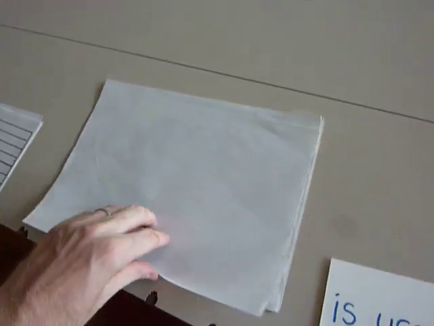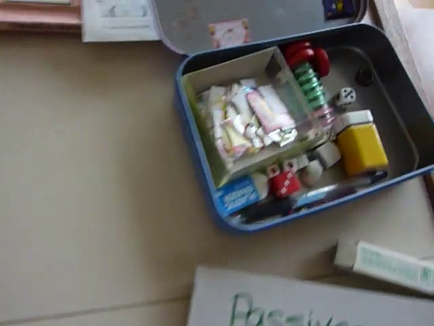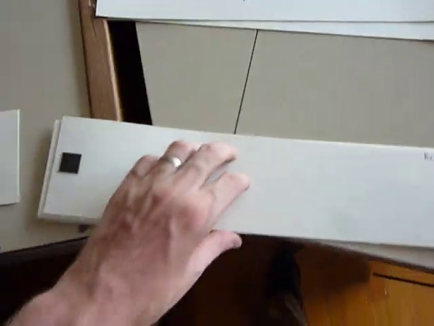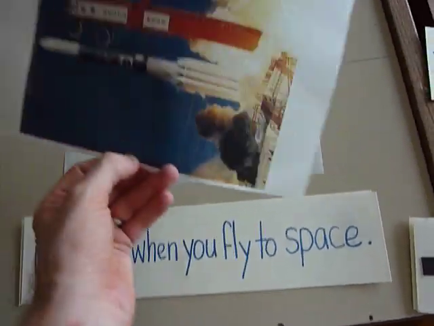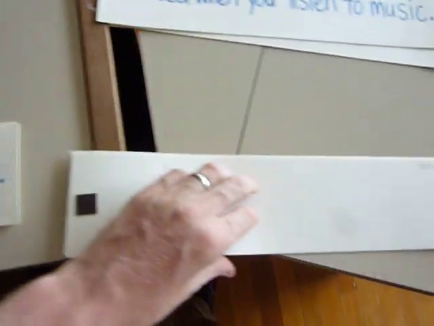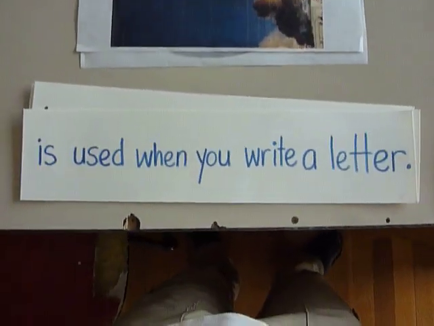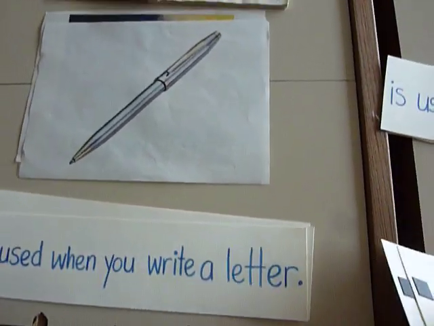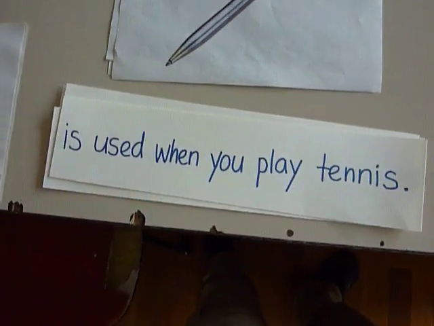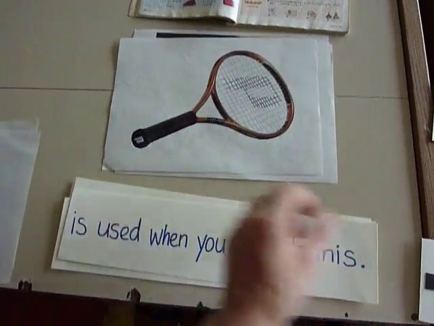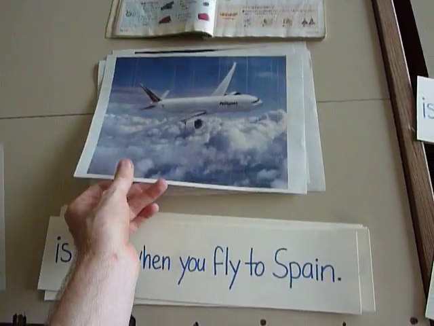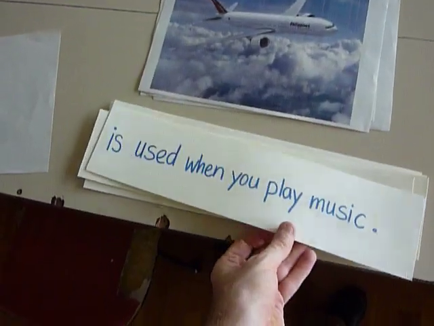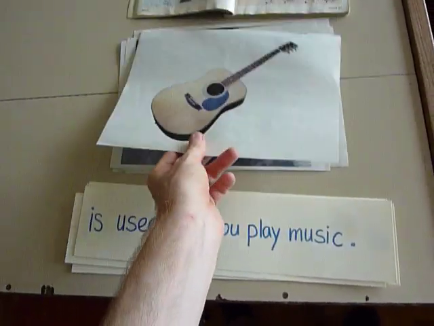If they are correct, in this case it's a cup. If they get the correct answer, they get something from the sticker box. So what else do we have here? We have "is used when you fly to space," which is a rocket. We have "is used when you write a letter," a pen. "Is used when you play tennis," tennis racket. "Is used when you fly to Spain," a plane. And lastly, "is used when you play music," guitar.